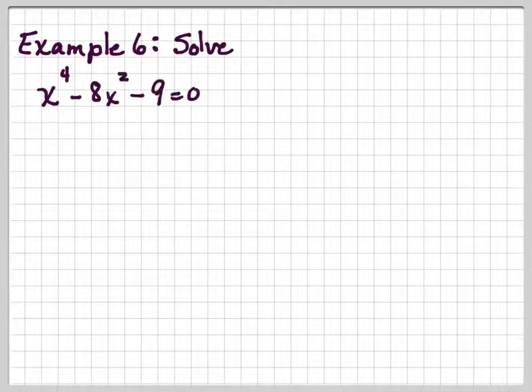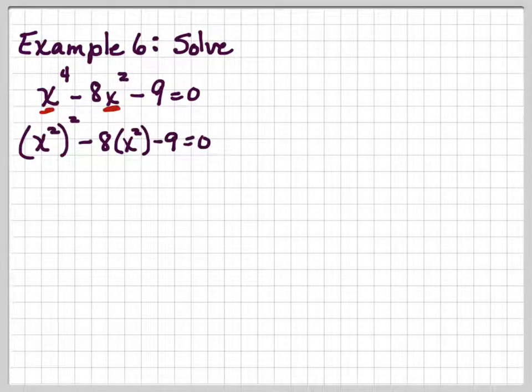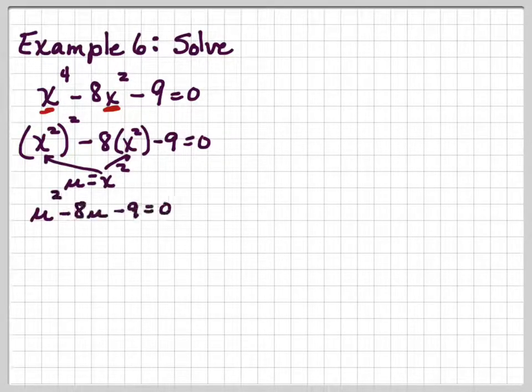So let's get an example going here. Example number 6, solve x to the 4th minus 8x squared minus 9 equals 0. Okay, it's pretty easy to see that I have an x squared and an x squared squared. So I can rewrite this as x squared squared minus 8x squared minus 9. If I let u equal x squared, then I can do my substitution here. Wherever I see that x squared, I'm going to put in a u. U squared minus 8u minus 9 equals 0, and that factors to u minus 9 and u plus 1 equals 0.